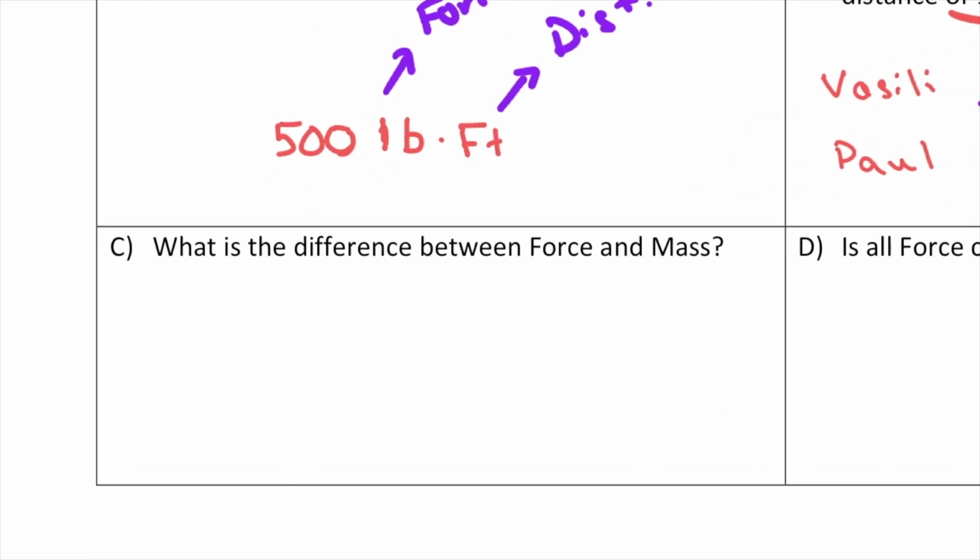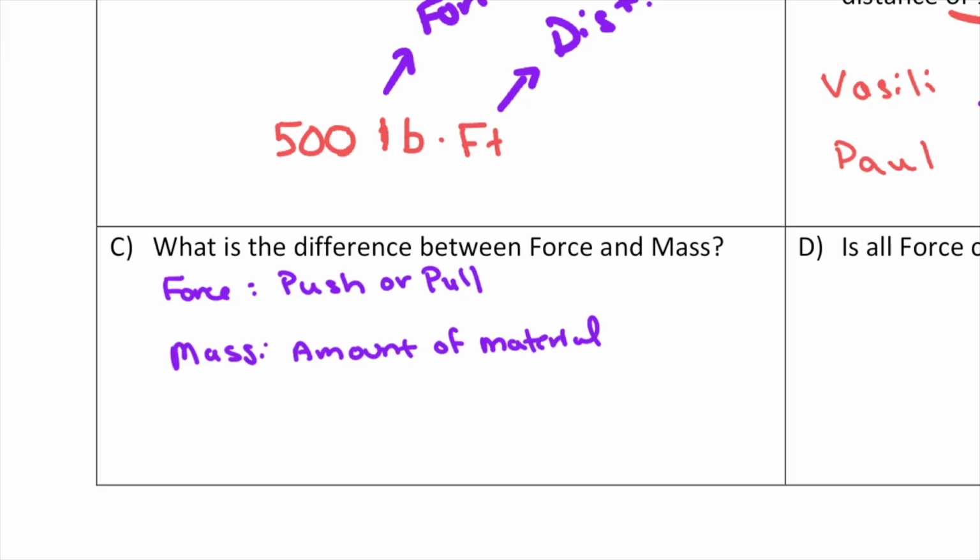So what's the difference between force and mass? Force is the push or pull on an object, and we saw from our previous problems that that's going to be measured in pounds. So pounds, again, is a force, whereas mass is the amount of material. An example of mass measurement would be kilograms, and kilograms is mass. Now, mass is not a force, but we know that force is equal to mass times acceleration.